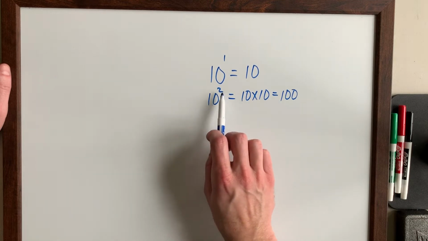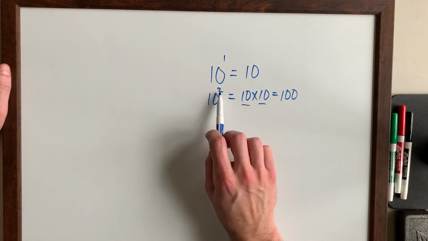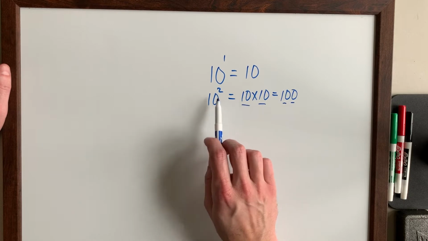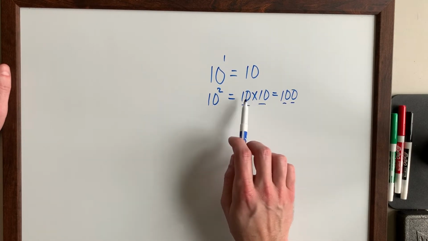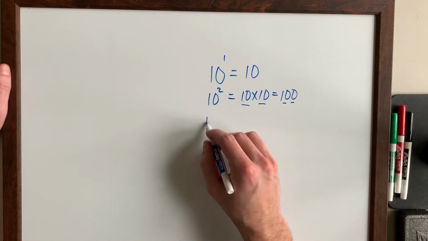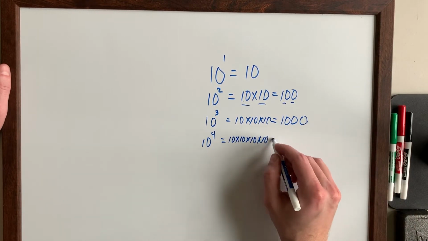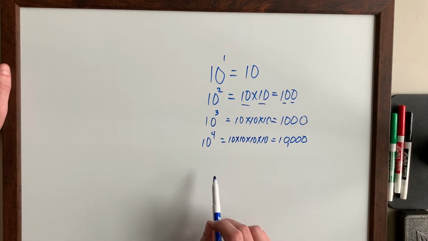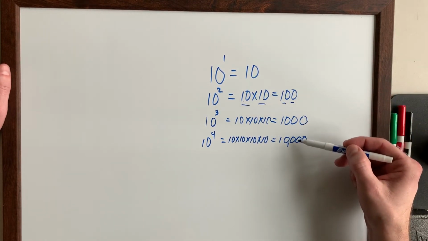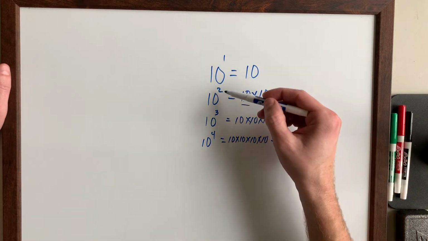Notice that with 10 to the second power, I'm multiplying 10 by itself 2 times, and my answer has 2 zeros. So 10 to the second power is 10 times itself, so there are 2 tens being multiplied, and the answer has 2 zeros. That pattern continues. And so this is what we mean by powers of 10. What these numbers all have in common is that they all start with a 1, and the number of zeros behind them corresponds to the power of 10.